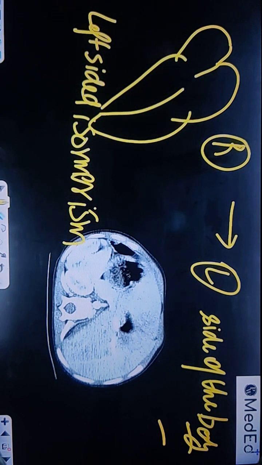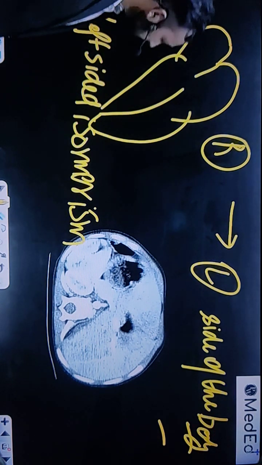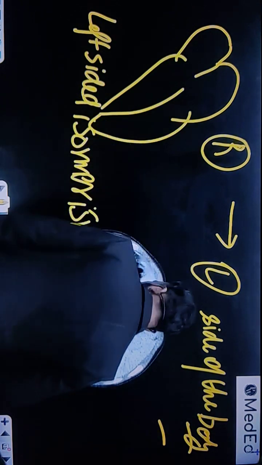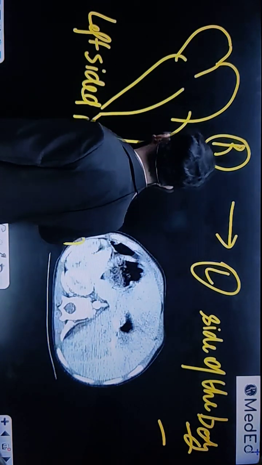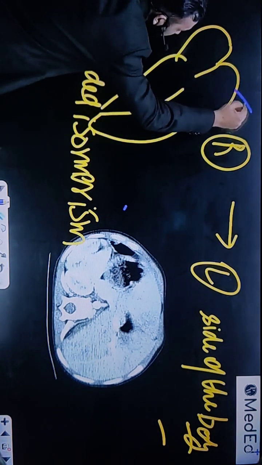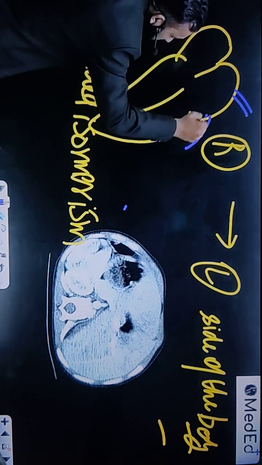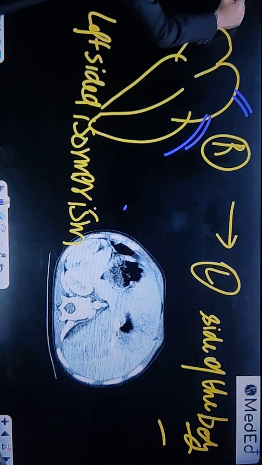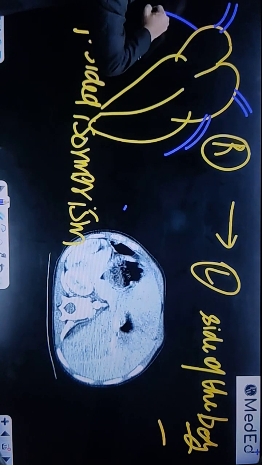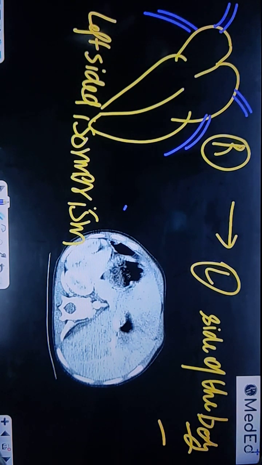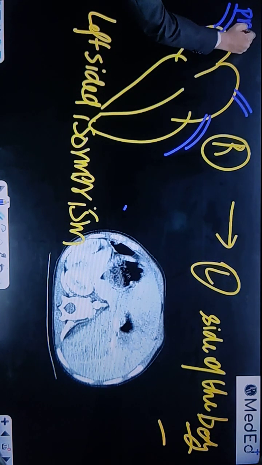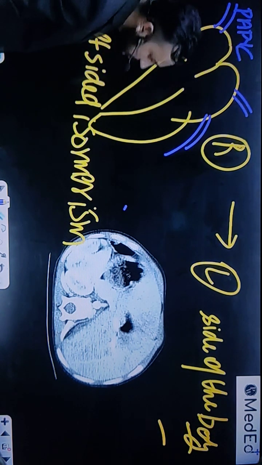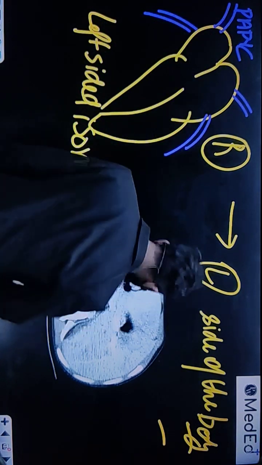The structures on the right side of the body are going to resemble the structures on the left side of the body. So why am I teaching you this? Because this is again associated with PAPVC. So what happens if you look at the atrium? If the left atrium has two pulmonary veins, the right atrium will also have two pulmonary veins draining into it. And this is known as PAPVC.